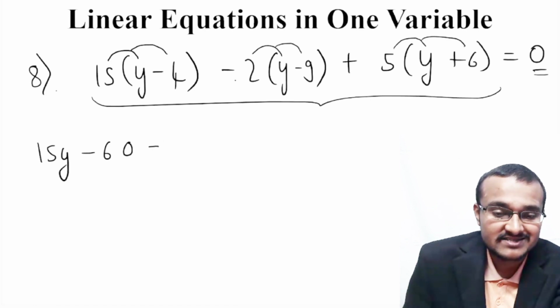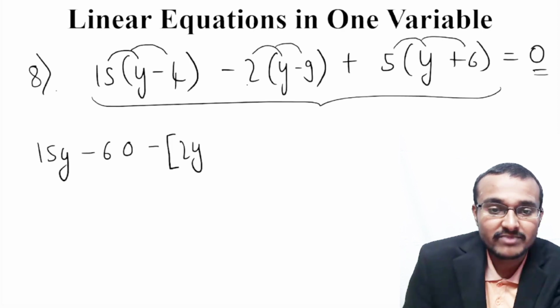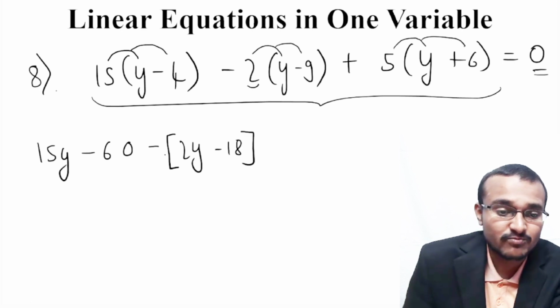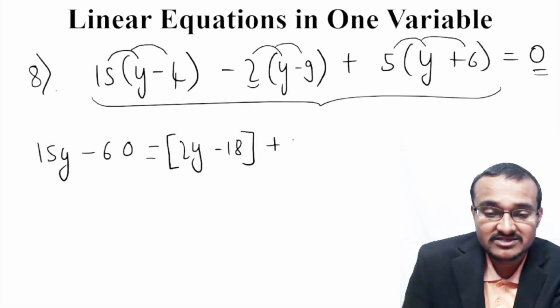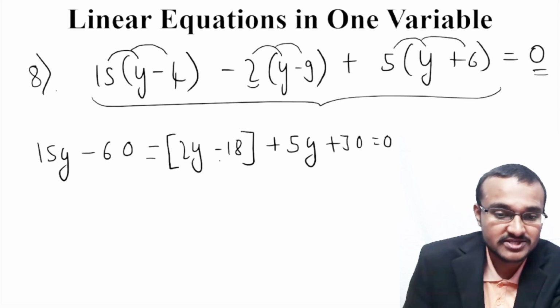Minus, here minus is there. So 2y is there. So 2 into y, I'll write this in bracket, 2y. Here 2 is there. So 2 into minus 9 will become minus 18. So minus is there outside. Now let us solve this third term as well. So 5 into y is 5y. So 5 into 6, 6 5s are 30. That is equal to 0. This entire term will be equal to 0.